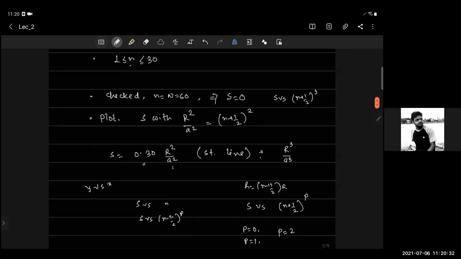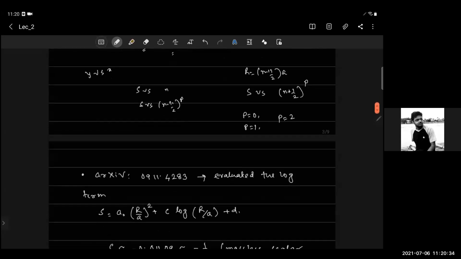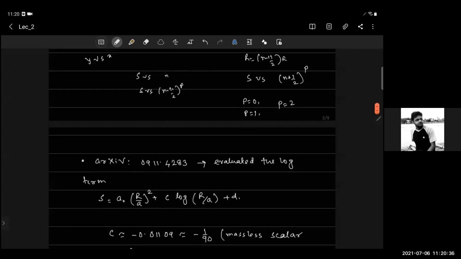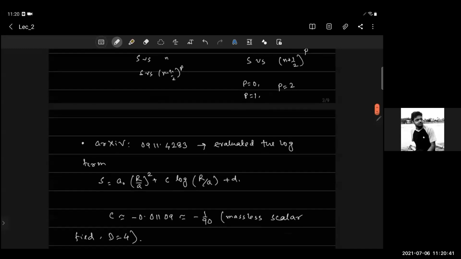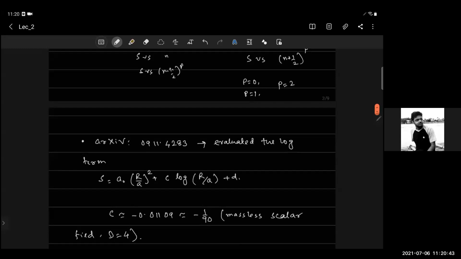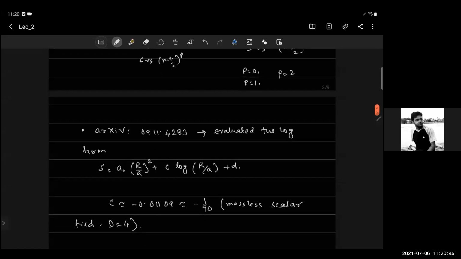For example, this was first done by Srednicki, the area law checks. Then later, I have given the UV dependence of the entanglement entropy, which follows a polynomial law, like R by a squared and so on. And then you would get a term proportional to the log, and you plot it with a log scale, log of n plus half, and you again get a coefficient in front of it.